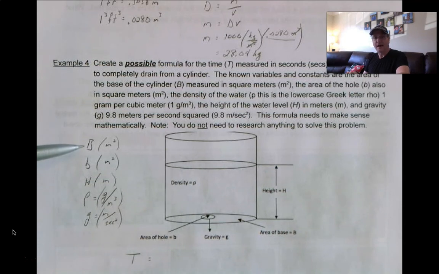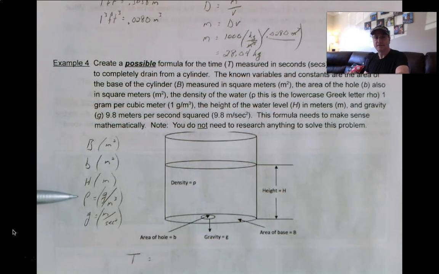So the one thing that absolutely has to be in our formula is gravity. It's the only thing in all of these that has seconds in it. If we want seconds in the end, gravity is the only thing that has seconds in it. There has to be gravity in our formula. What's the one thing that absolutely positively cannot be in the formula? Of the remaining things, what can't be in our formula?